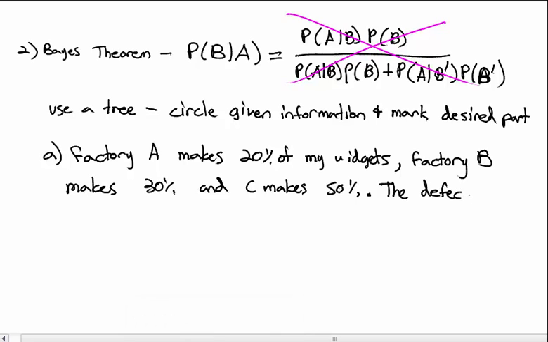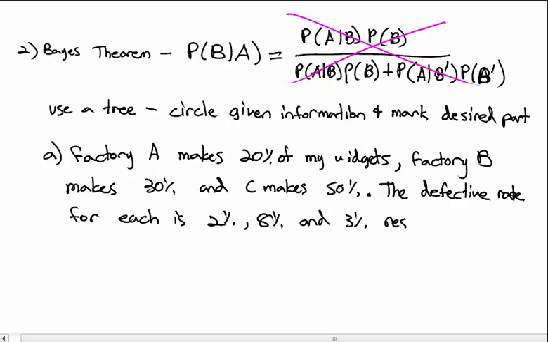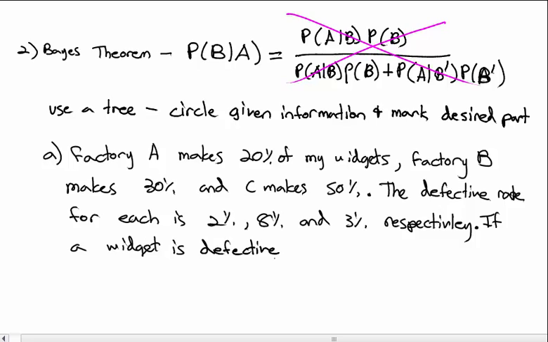The defective rate for each is 2%, 8%, and 3%, respectively. Respectively just means in the same order. So 2% is A's defective rate, 8% is B's defective rate, and 3% is C's defective rate. If a widget is defective, that's something we know, that's the given information.